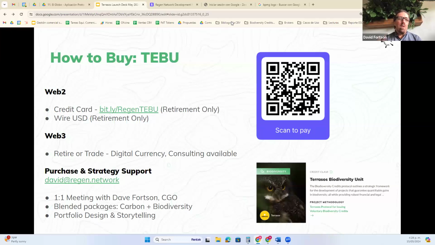So right now you have the ability to take a photo with your camera of the QR code, if you would like to make a credit card purchase, or go to the Regen Network Marketplace. The last thing I'll say is we understand this is not necessarily just a straight up purchase, especially if you're in the corporate institutional space. Myself, as well as the Terrasos team, are totally happy to sit down with you and consult on how to purchase, or how to think about integrating this into meeting your climate goals as a company or bringing this into your portfolio.